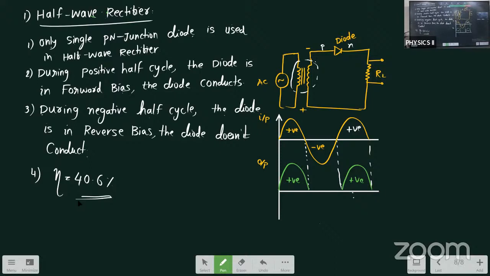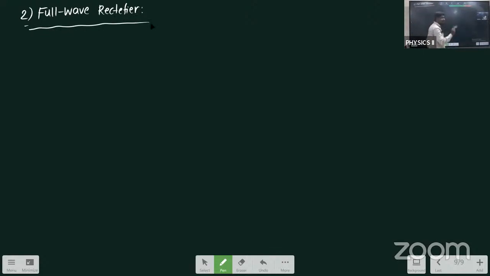What is the next question? Full wave rectifier. I'm turning the page. So the next question, an important concept in semiconductor devices, is the second one: full wave rectifier. See here. Again, first of all, I will be drawing the diagram. By looking at the diagram, you are supposed to write down the answer.